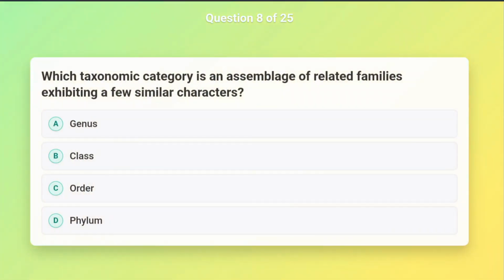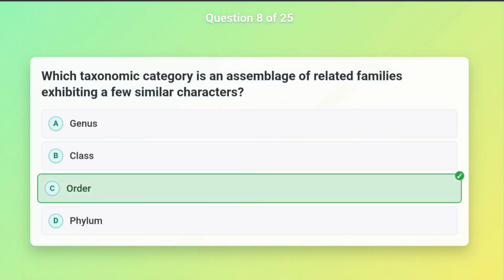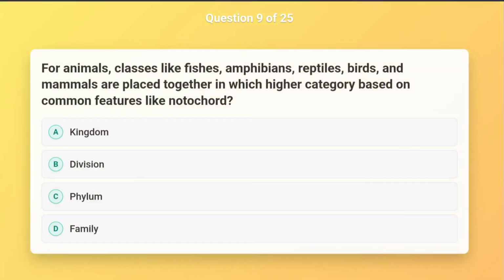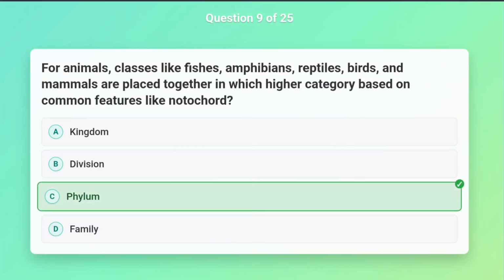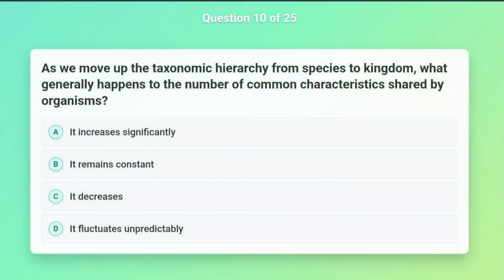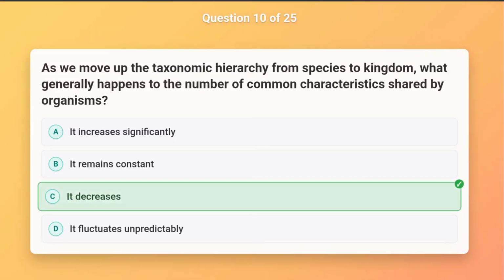Which taxonomic category is an assemblage of related families exhibiting a few similar characters? Order. For animals, classes like fishes, amphibians, reptiles, birds, and mammals are placed together in which higher category based on common features like notochord? Phylum. As we move up the taxonomic hierarchy from species to kingdom, what generally happens to the number of common characteristics shared by organisms? It decreases.